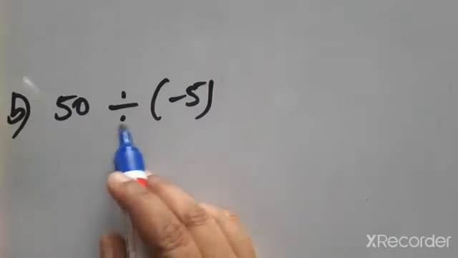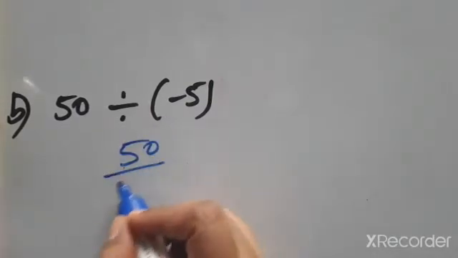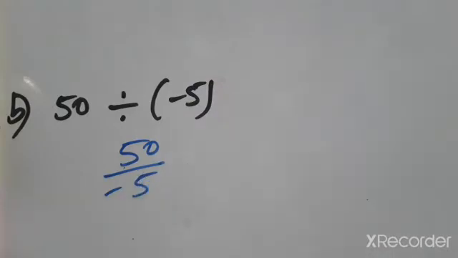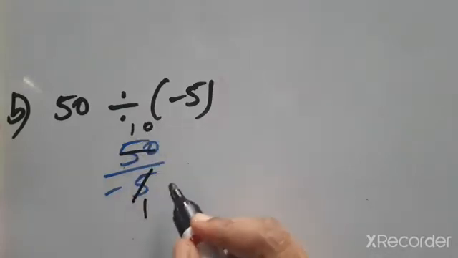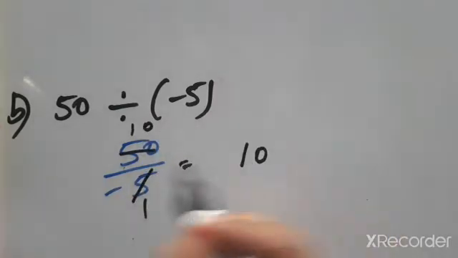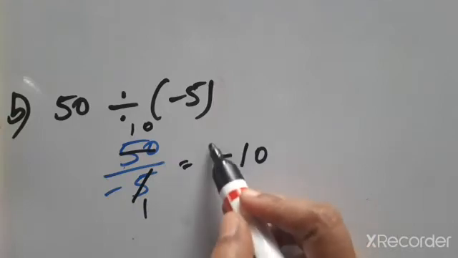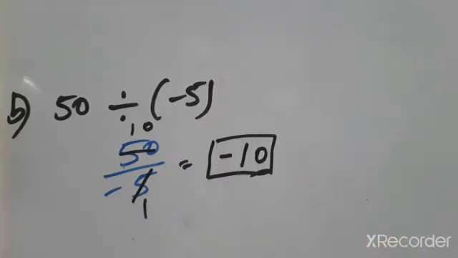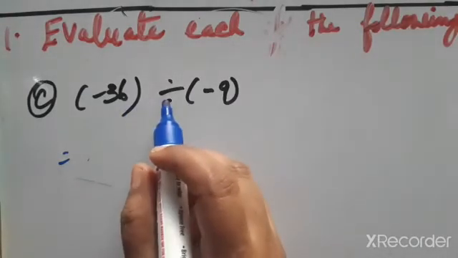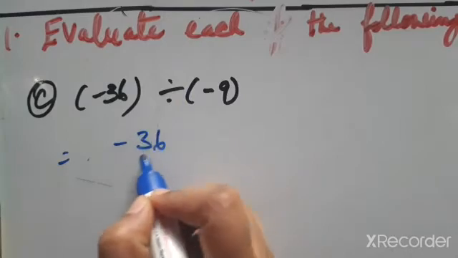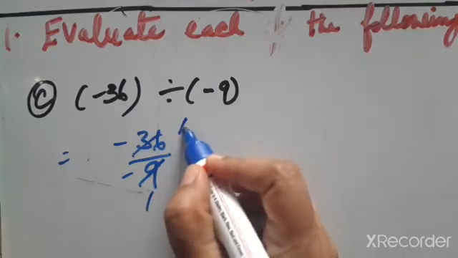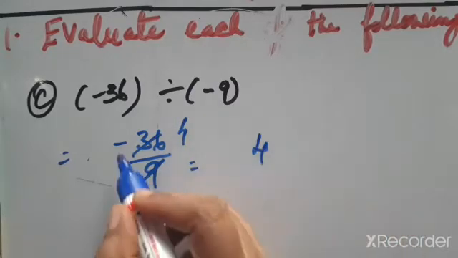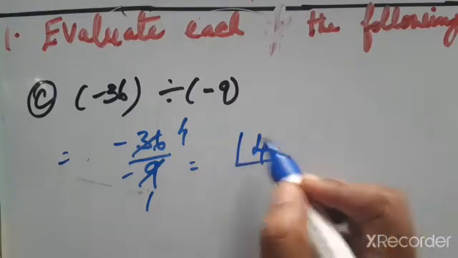Second one, B, 50 divided by minus 5. 5 ones are 5, 5 tens are 50. So the answer is 10. Plus into minus is minus. The answer is minus 10. Now C, children, minus 36 divided by minus 9. Minus 36 is the numerator and minus 9 is below. 9 ones are 9 and 9 fours are 36. Answer 4. Minus into minus is plus. So the answer is plus 4.